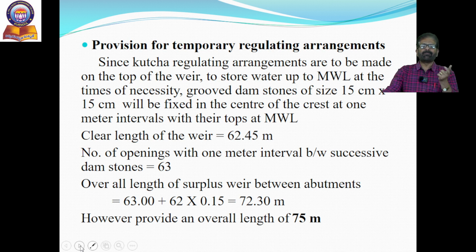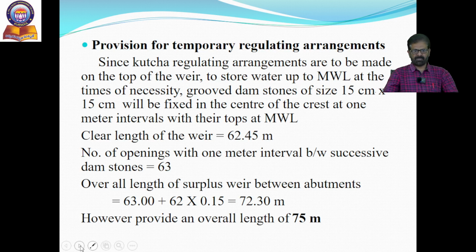62 means n minus 1. N number of openings are there, so the intermediate supports are n minus 1. Therefore 63 minus 1, that means 62 dam stones are to be provided along the entire length of the surplus weir. Each dam stone width is 0.15 meter, that is 15 centimeters. Accordingly, you will get the overall length of the weir between the abutments as 72.3 meters.